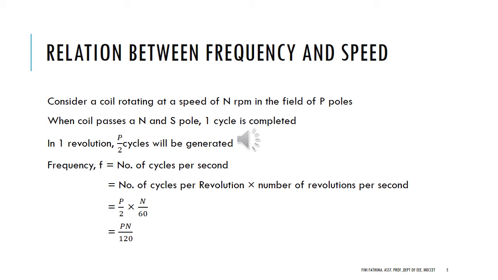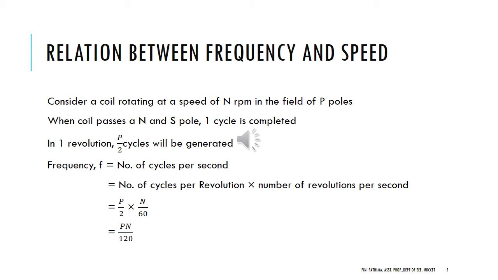So a coil is rotating at a speed of n divided by 60 rotations per second in the field consisting of p poles. When a coil covers a north pole and a corresponding south pole, it travels 0 to 180 for the positive half cycle under the north pole, and under the south pole it goes from 180 to 360. So one cycle will be completed when a coil passes through a north pole and a south pole. So in one revolution it will be covering p by 2 cycles. If 4 poles are there, 2 poles carry one cycle, so 4 poles carry 2 cycles, that is p by 2 cycles.